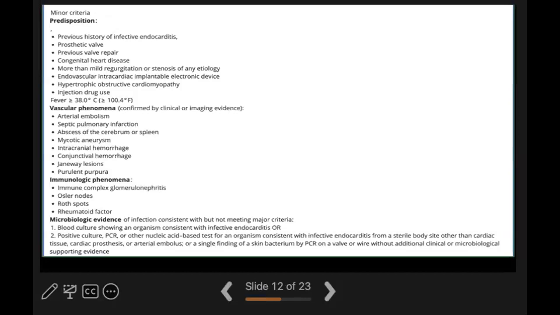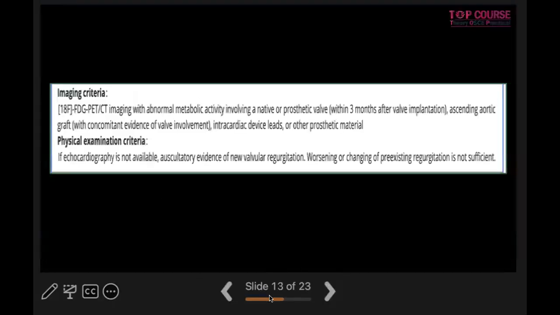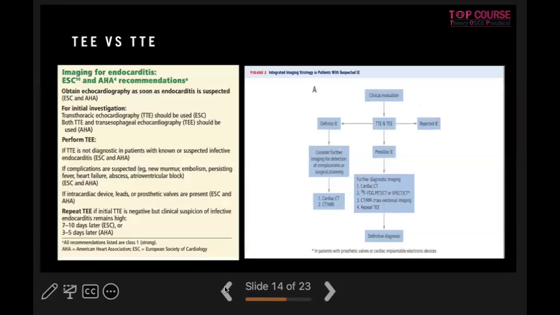And for the minor criteria, microbiological evidence should be a blood culture showing an organism consistent with infective endocarditis, or a positive PCR culture of the atypical organisms, which could be detected by the PCR or any other nucleic acid amplification test. These are some of the minor criteria. And along with that, the imaging minor criterion is PET CT detecting metabolic activity in the prosthetic valves or any other intracardiac devices, or if echocardiography is not available, even auscultatory evidence of new valvular regurgitation can fit into minor criteria.